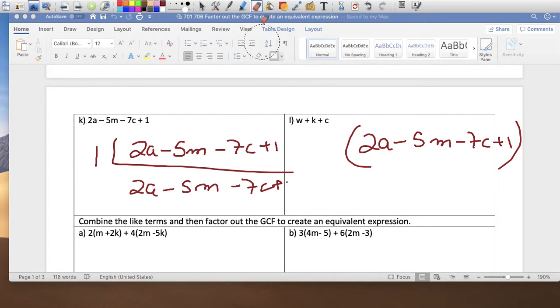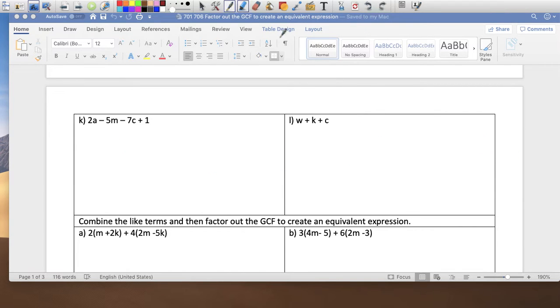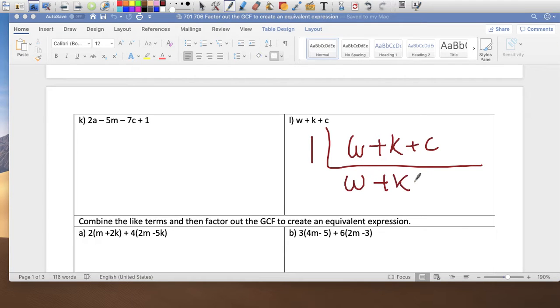Next one is the same thing. You have a w plus k plus c, and you have a 1 in front of each of the variables. So the only number that goes into that is 1. W plus k plus c. So actually, this one has no difference. So it'd be w plus k plus c.